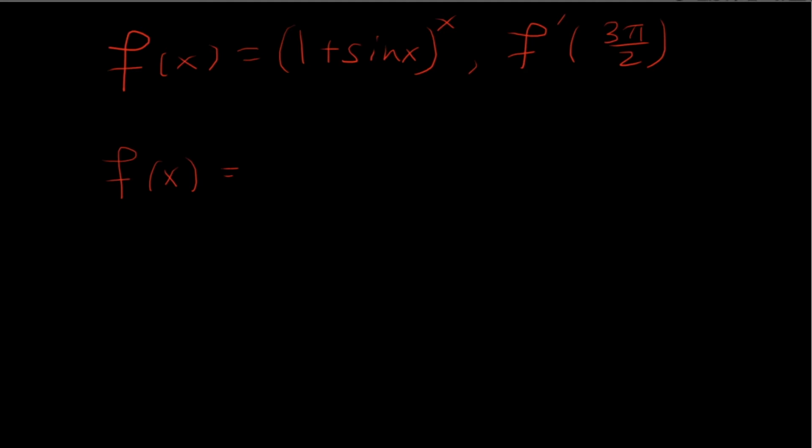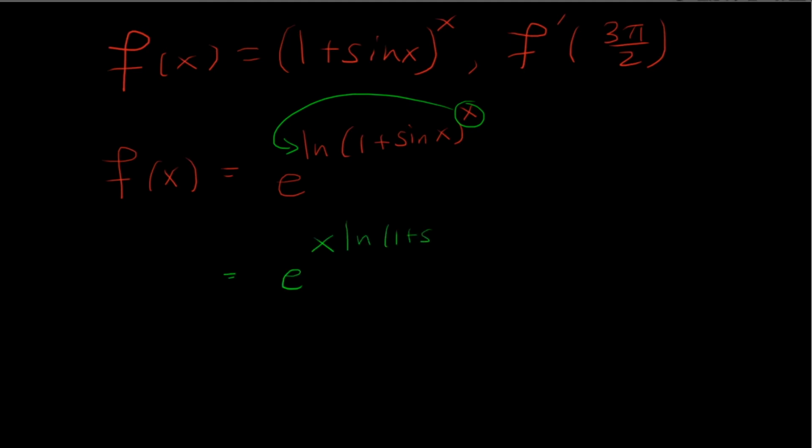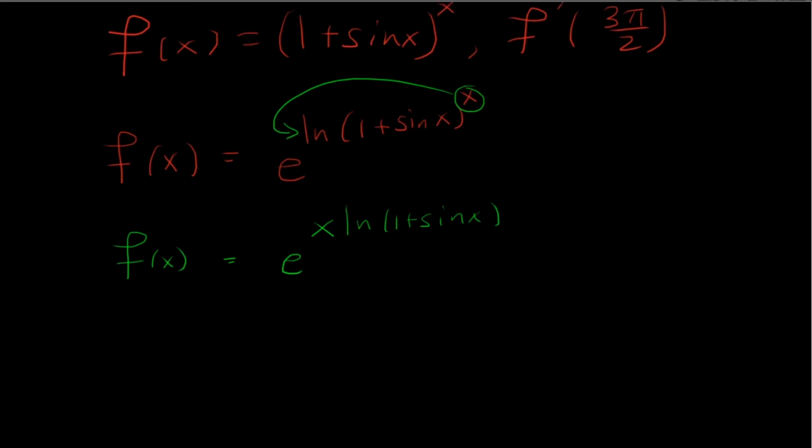Okay, so I'm going to rewrite this as e to the natural log of (1 plus sine of x) to the x power, and now the exponent is going to come out in front of the natural log. So it's e to the x times ln of 1 plus sine of x, and now it looks good. I can find the derivative.